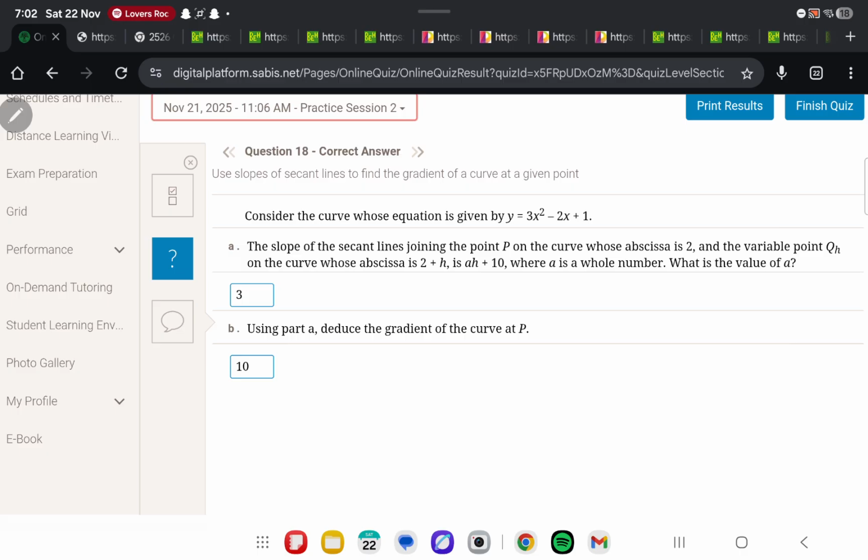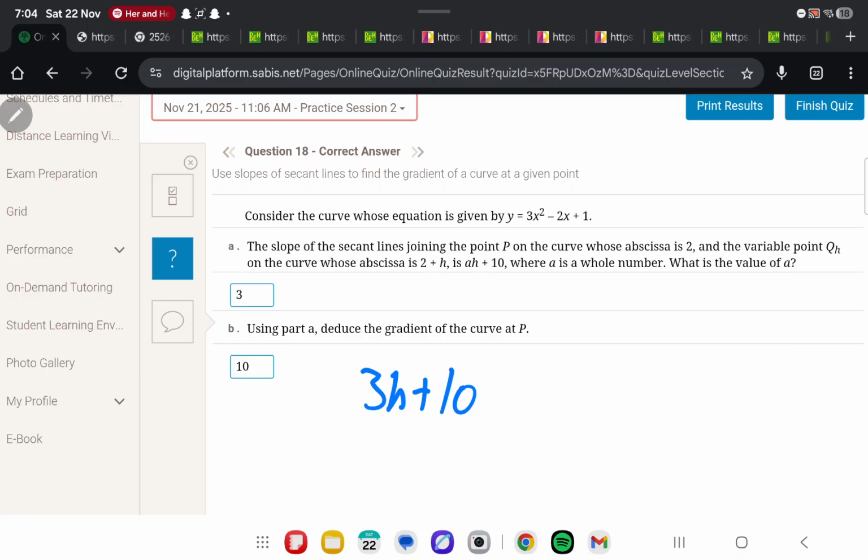Now, using part A, deduce the gradient of the curve at P. Okay, so we said that it is 3h plus 10. Okay, so remember what we did last time? First of all, by the way, in a computer part, just don't use part A. This is annoying and it's not nice. If you want, just derive and then substitute, way easier, because it's a computer part, literally no way for anyone to know. So what do?